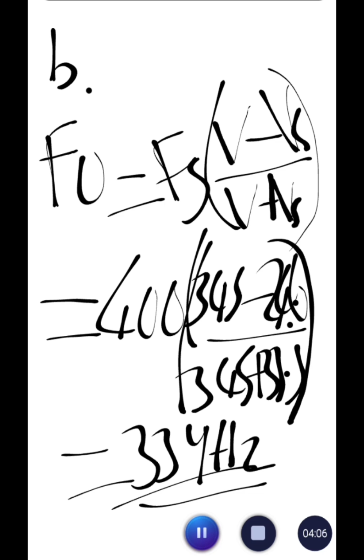You just analyze, is it moving towards or away? If it's a general case where they are both moving, just look. If the observer is moving towards, you put a positive on top. If the source is moving towards, also down below you put a negative, and the opposite is also true. So that's all we had.